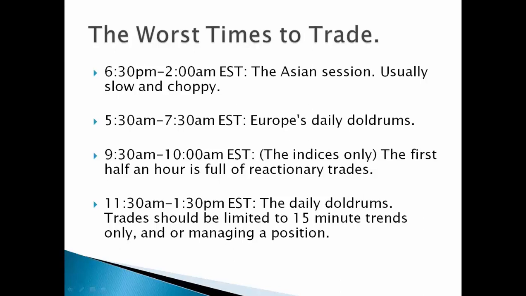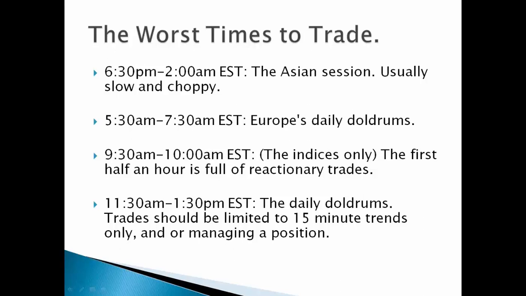The other bad time to trade is Europe's daily doldrums, 5:30 a.m. Eastern Standard Time to 7:30 a.m. Eastern Standard Time. It's when Europe's at lunch. Excluding 15-minute trends, you want to stay out of the micros during the European session doldrums. We have the same rules for the NYSE doldrums that we have for the European doldrums. And that is 15-minute trends only.